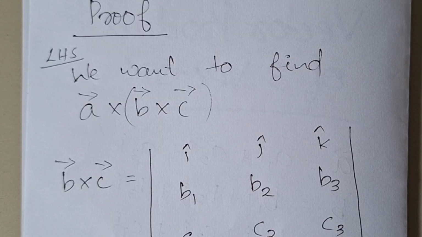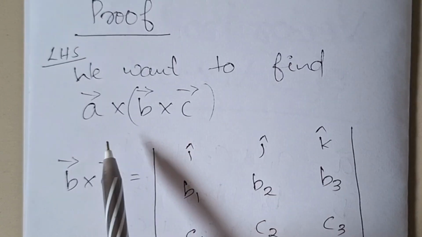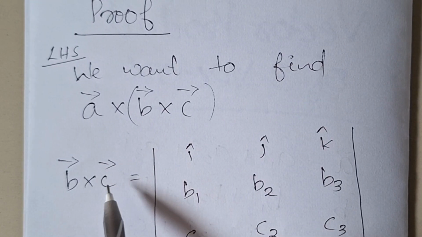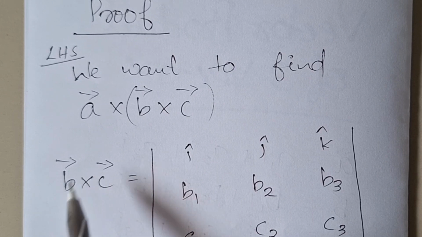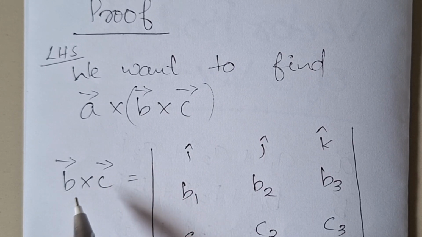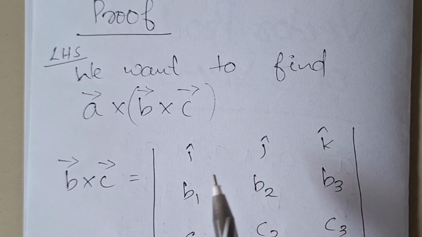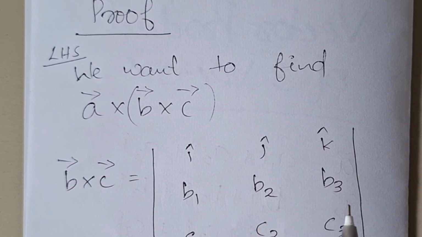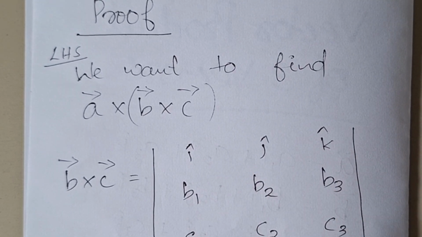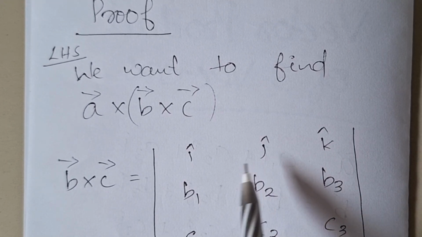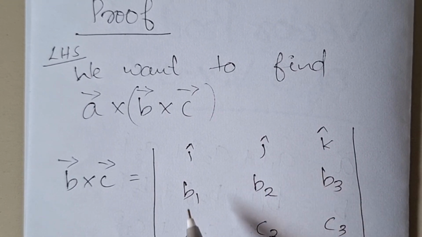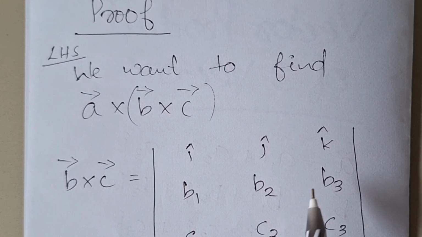The LHS is A cross B cross C. So first we have to find B cross C, which is the cross product of B and C. We already know the formula to find the cross product. That is the determinant with rows I, J, K, B1, B2, B3, C1, C2, C3. By determinant operation, we get I into (B2 C3 minus B3 C2) minus J into (B1 C3 minus C1 B3).